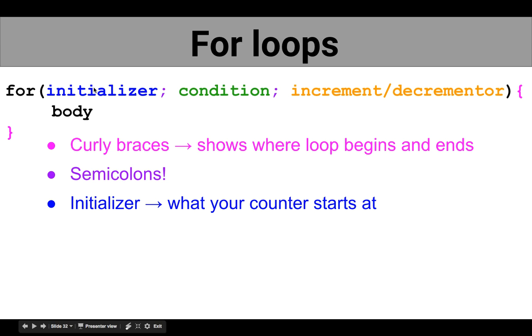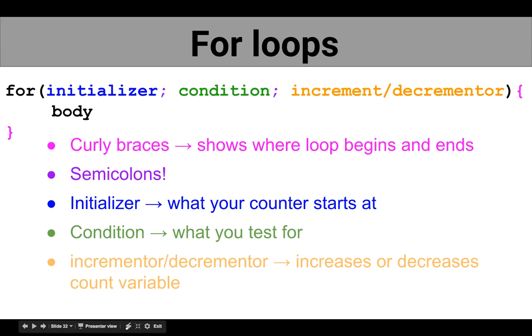You don't go back to it. So your condition is the next part, and that's what you're testing for. It's sort of what you had in your while loop. So this is the condition that you're going to test for. And then the last piece in your for loop is the incrementer or a decrementer, and that's going to increase or decrease your count variable. So this is going to make a change to your initialized variable over here.